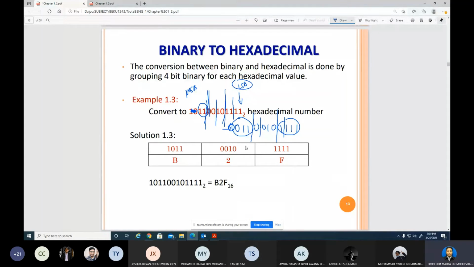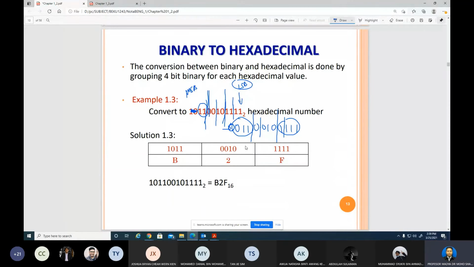For this example, we split by 4 bits. That's why this one we can get 111. You can use your calculator or you can directly pass this one. That's why you can get F to B, so the answer will be B to F. So this one will be from binary to hexadecimal.